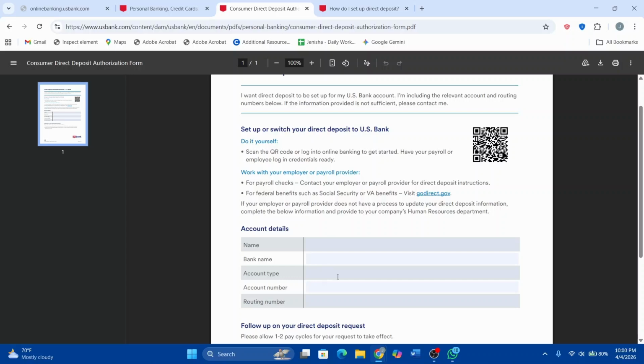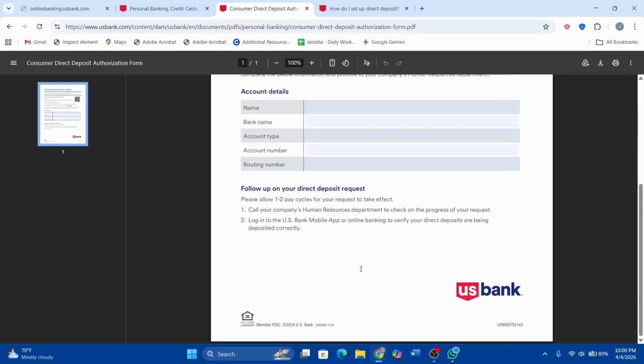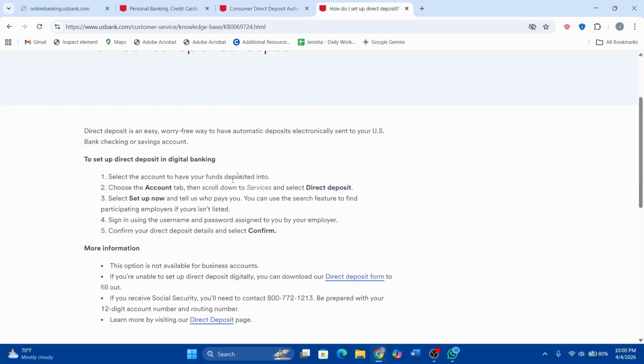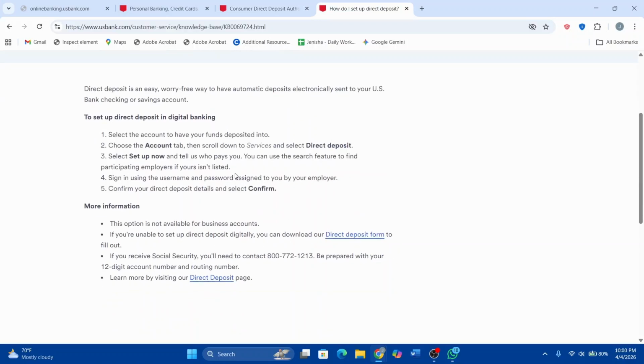And after that, you just need to go ahead and follow up on your direct deposit request. You can submit the completed form to your employer's payroll department, and some employers allow online submission via a portal. The first direct deposit may take 1 to 2 pay cycles to start. And always keep your old payment method active until you confirm the deposits are arriving.